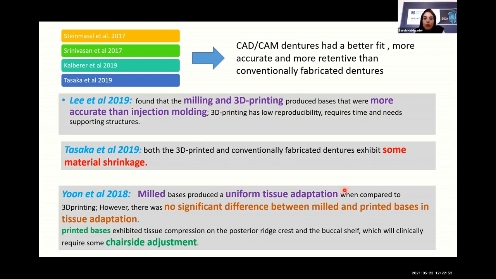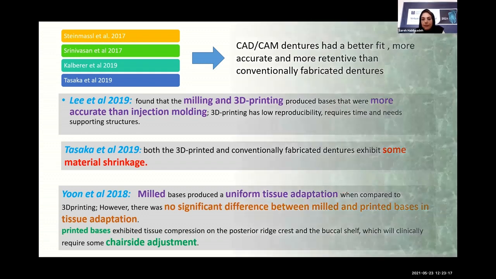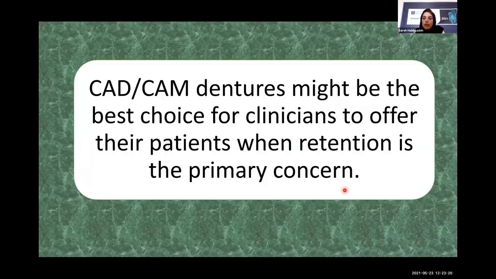And an interesting article was presented by Yoon and his co-workers. They said that if you want to compare the milled and 3D printed bases for the complete denture, you have no significant difference with regards to tissue adaptation, but our milled bases produce a uniform tissue adaptation versus the printed bases have more compression on the posterior ridge crest and buccal shelf, so they will need some chair time adjustment to remove these compressions. So if you want to put this all together, we might suggest that for the patient for whom retention is the primary concern, CAD-CAM denture would be a better option.